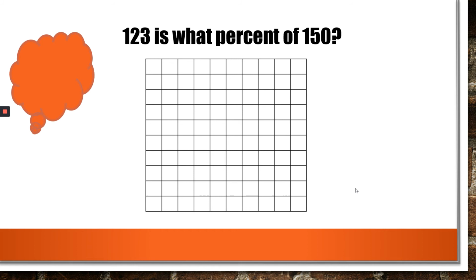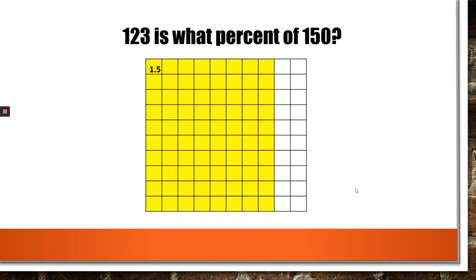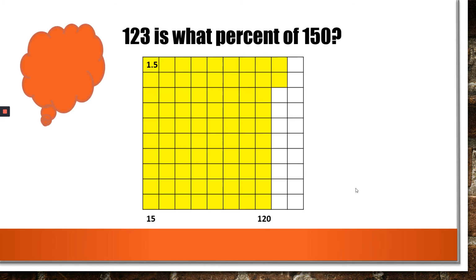123 is what percent of 150? Now, what's the whole? You got it, 150. I want to figure out, again, 150 divided by 100. That gives me 1.5. I'm going to do it by thinking about it first. Again, in this one column, I have 15. If I fill up columns of 15 all the way to here, I have 120. With two more boxes will give me 123. Now you can see that I have filled up 82 boxes, so I have 82%.